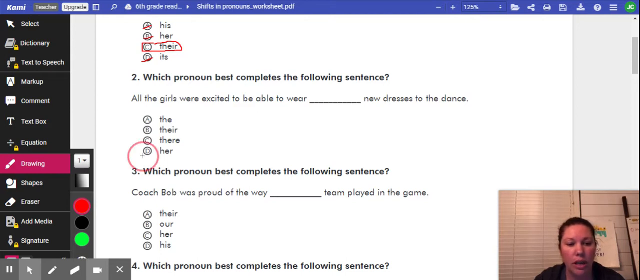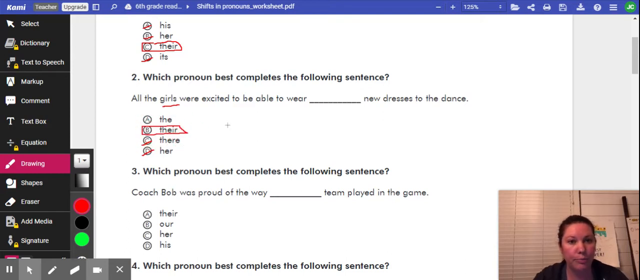Well, already I'm going to cross off her because it talks about girls in the plural sense, and her is singular. I'm also going to for sure cross off there because this refers to a place. Remember, there are 3 different theirs: their, there, and they're. There is the place, there's they're, and their is they own it. So it's not this one. This one refers to the place. So that means it's either A or B. All the girls were excited to be able to wear the new dresses to the dance. Yeah, it works, but it's not a pronoun. So because it's not a pronoun, that means the answer is B.